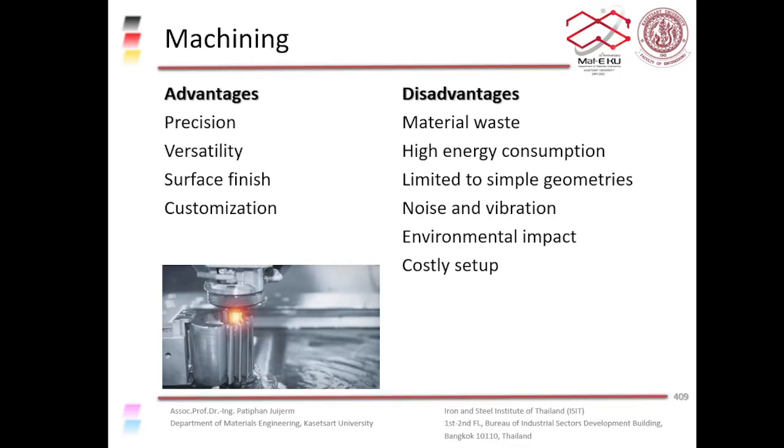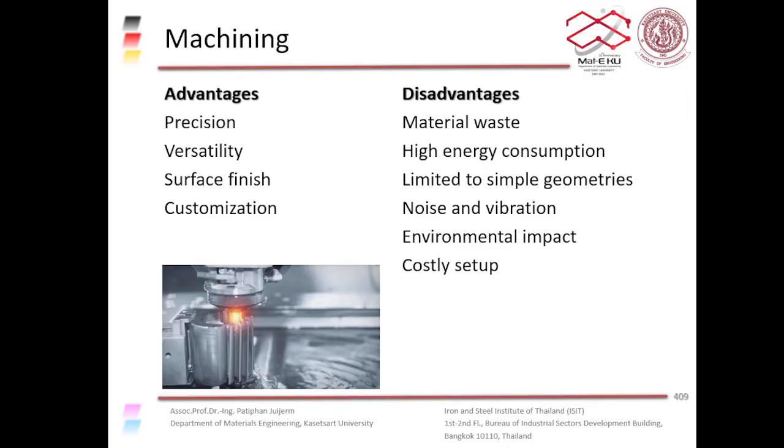But at the same time, we have a lot of disadvantages. Like we have a lot of material waste. Okay, so because machining is a subtractive process. That means you start off with a big lump of metals, and then you just cut out all the pieces, all the bits that you don't want, until you are left with the component that you want. So you have a lot of waste.